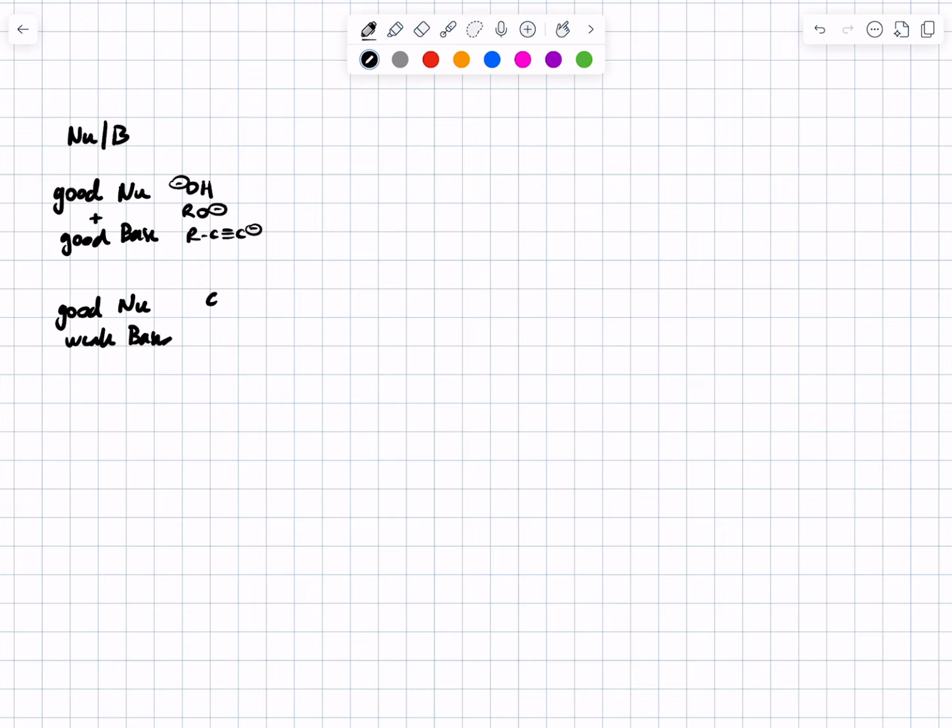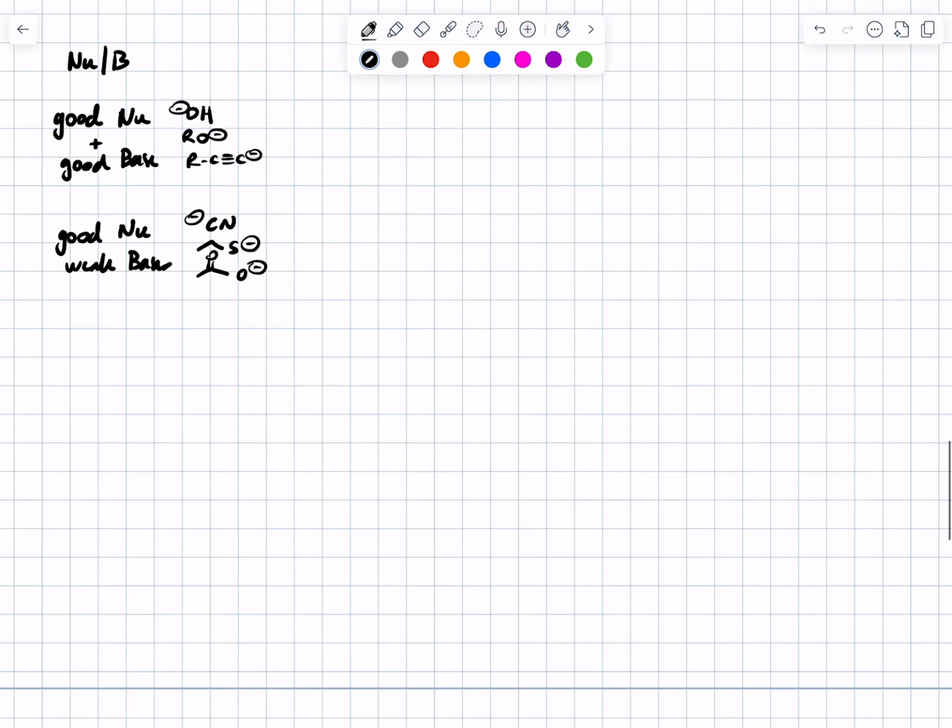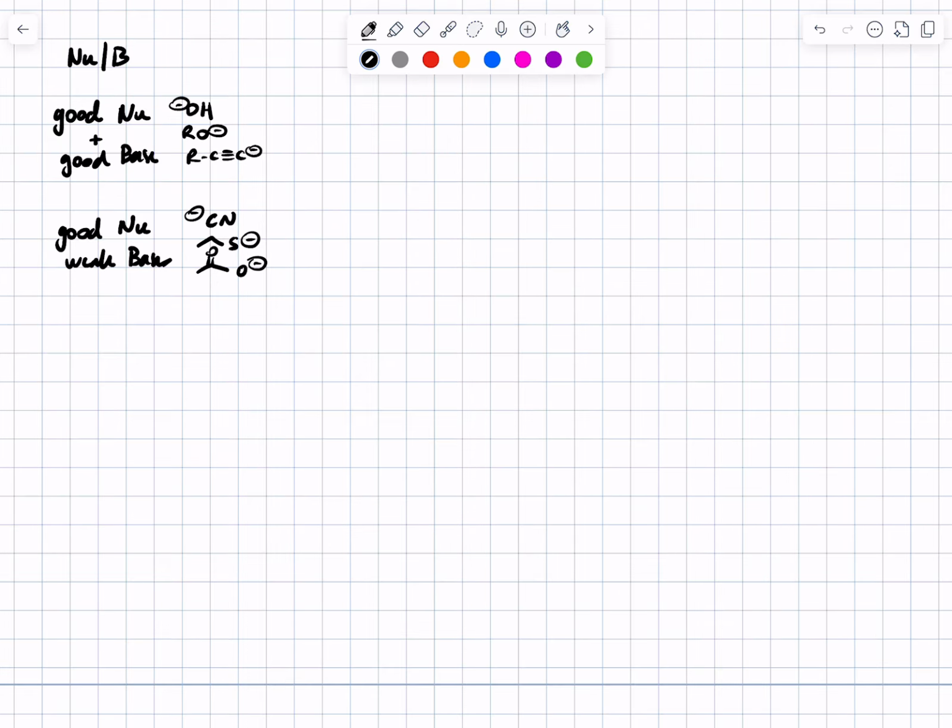And these are going to include things, this is not an exhaustive list, it's just to remind you: thiolates, CN minus, carboxylates, in general things whose conjugate acids have pKa greater than 0 but less than 16. On our list of molecules that are weak nucleophiles but good bases, that's going to be because of sterics, and the classic example of that is tert-butoxide.